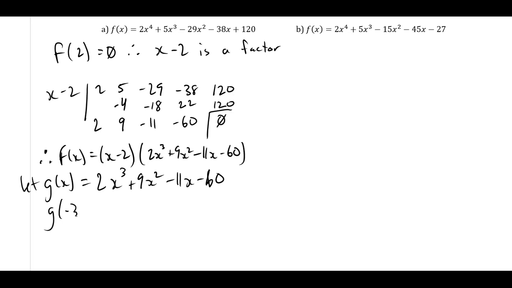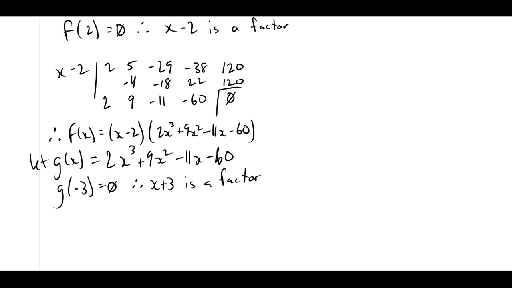So that was -3. G at -3 equals 0. Therefore, x plus 3 is a factor. Now, we could use synthetic division again here, but we actually don't have to. So we're going to watch this little trick. So therefore, f at x equals our first factor that we found, our second factor that we found, and how do I figure out what goes here?